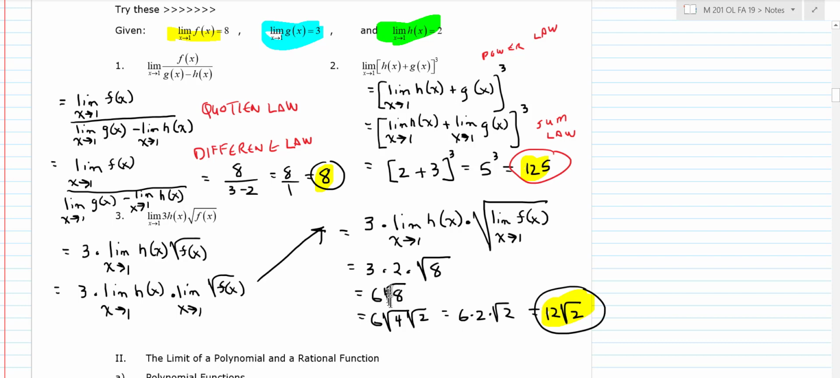Now remember, when you simplify square root of 8, you break that down into square root of 4 times square root of 2. 4 times 2 being 8, the square root of 4 is 2. So you get 6 times 2 root 2, or 12 root 2. Okay, that's how that goes.